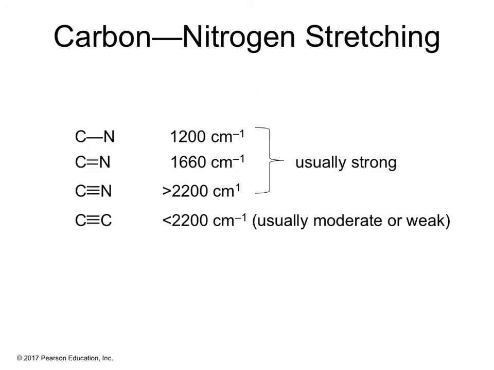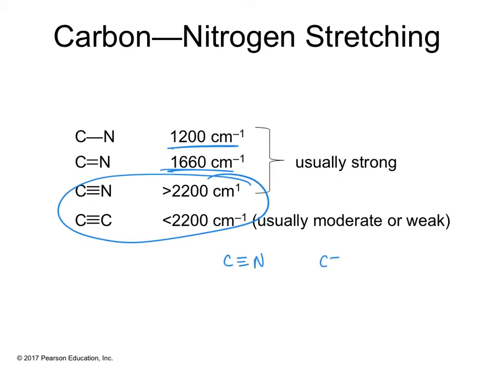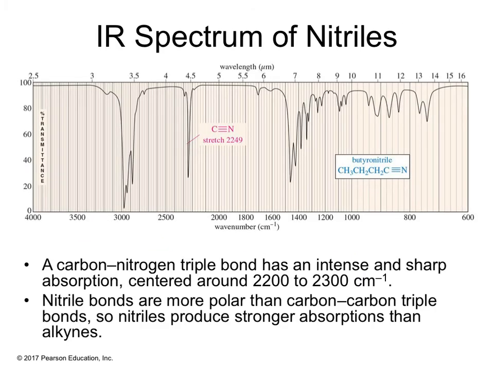So the carbon-nitrogen stretching, you're not going to see a lot of these here. You might see the CN. The triple bonds, whenever you see these, you should think I either have a nitrile or an alkyne. Okay, so here you have the nitrile.